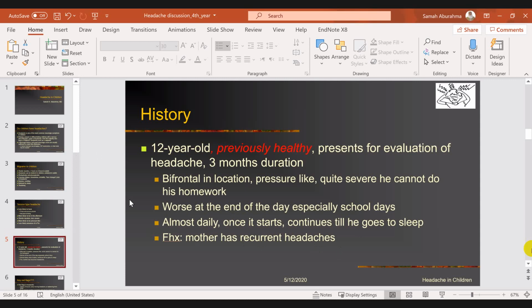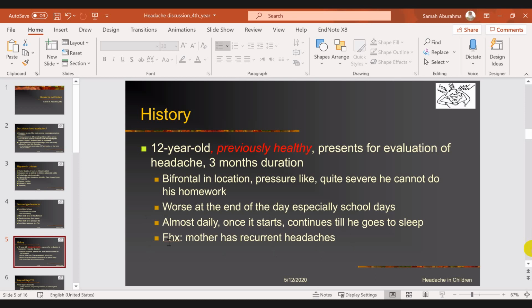Can you think of any red flags that we should be asking about for this child to rule out a secondary serious underlying cause? Is the family history a concerning aspect of the history, or is it a reassuring aspect of the history? When you hear that the mother has recurrent headaches, is this reassuring or is it concerning as far as the secondary underlying cause? So this is a reassuring aspect of the history. It's good that the mother has recurrent headaches.